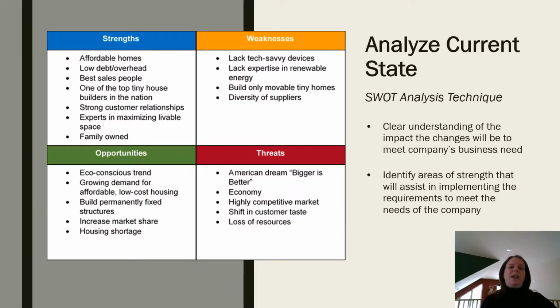The first task was to analyze the current state to understand the reason why the company needs to make changes and what will be affected by the change, and sets a baseline and context for that change. Here the SWOT analysis identifies the strengths, weaknesses, opportunities, and threats of that current state.